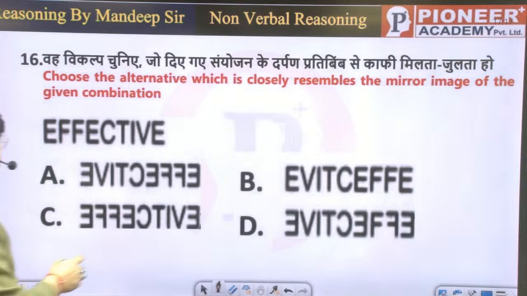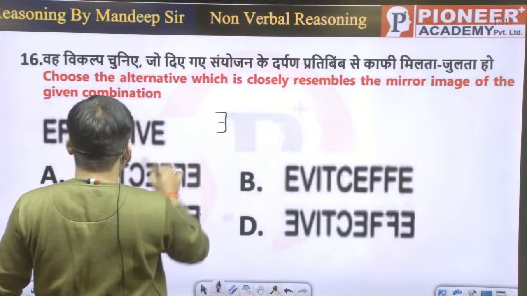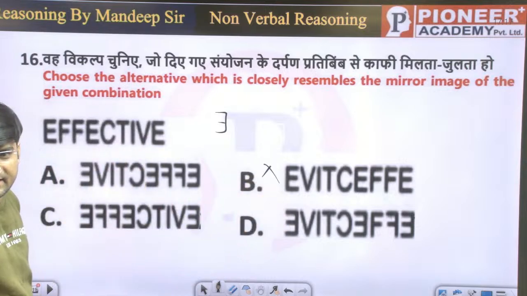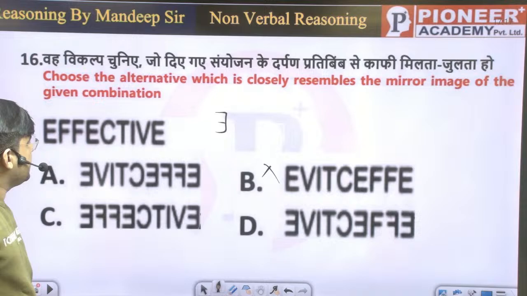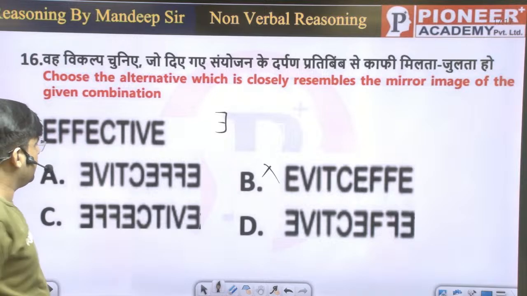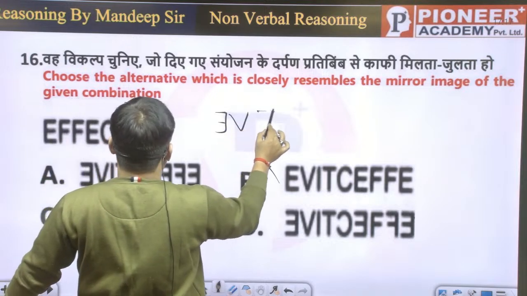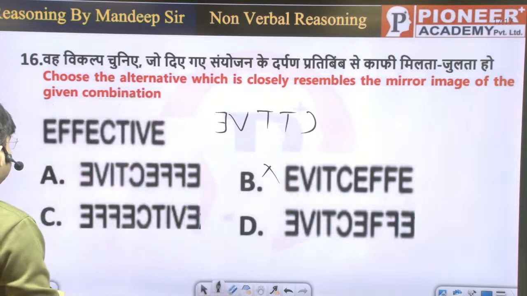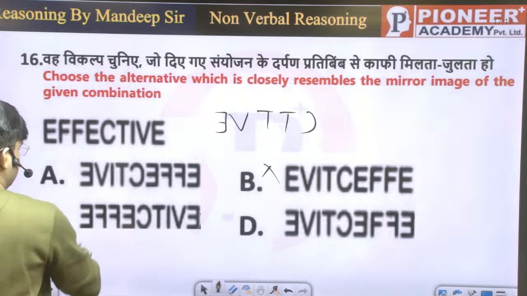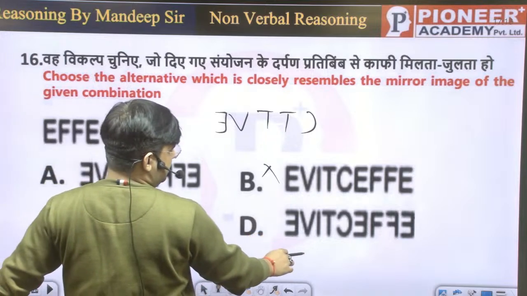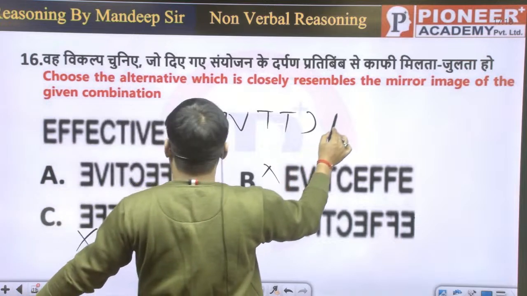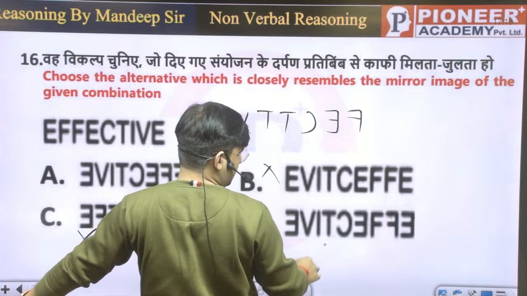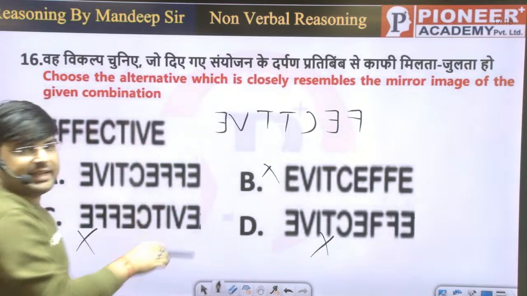A, E. So we can eliminate E easily. Option B is eliminated, and after V I T C E V I T C E V I T C E V I T C, and then E, and then F. D option is wrong. Option A is the correct answer.